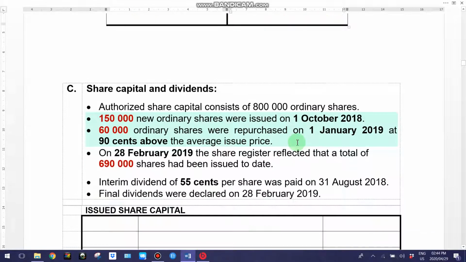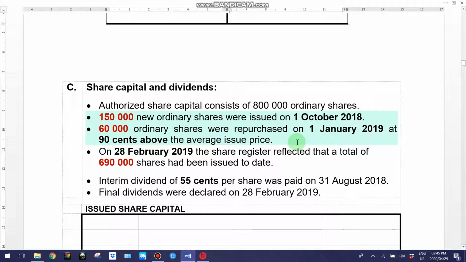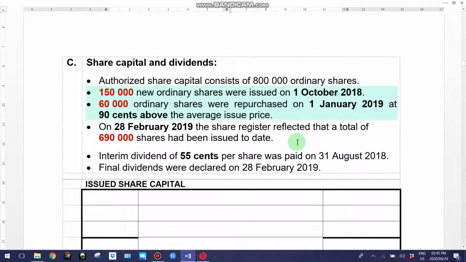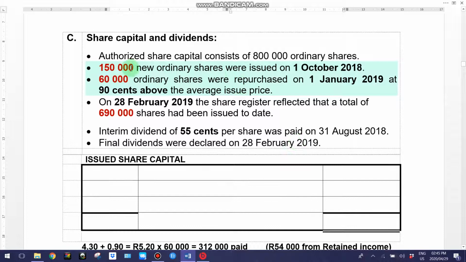Now, let's look at the next bit of information, which is your share capital and your dividends. Here, this is normally given as additional information. Let's read through it to see what it says. Authorized share capital. I'm not interested in authorized because authorized tells me my maximum number of shares that the company can have. I want to know what was my shares for this year.